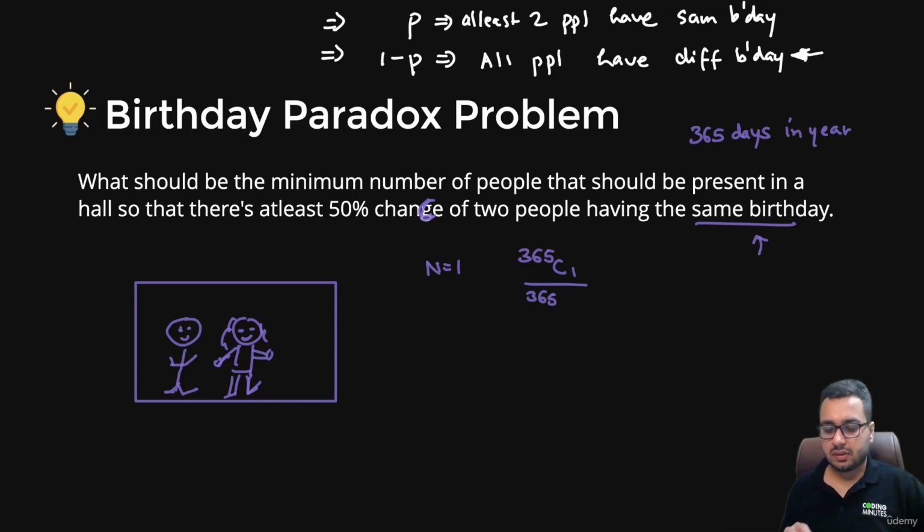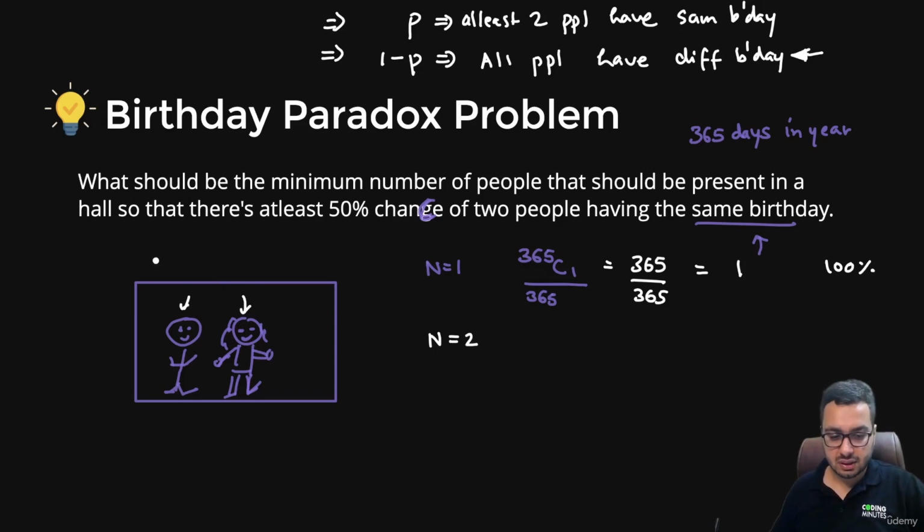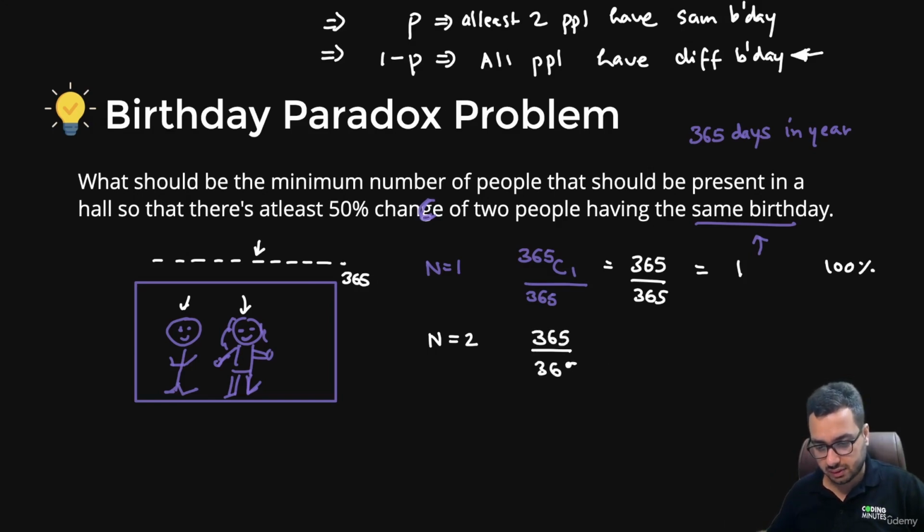How? Let's see. If there is one person in the hall, then there is a 100% chance that his or her birthday will not clash with anyone else. So this is 1. Now let us talk about n equal to 2. If there are two persons in the hall and I want them to have different birthdays, the first person can choose any one of the 365 days. So the first person has 365 options out of 365 available options.